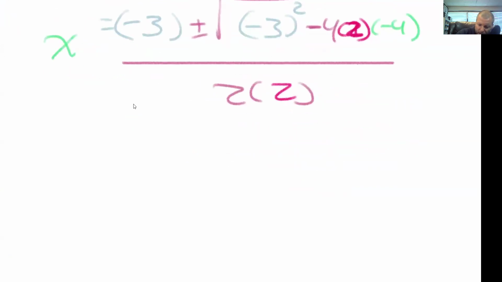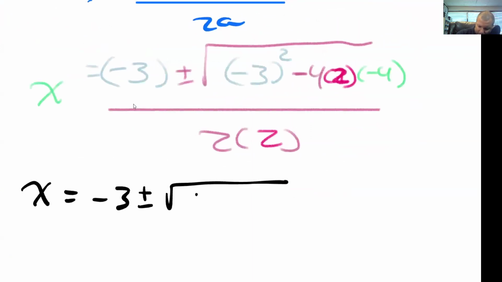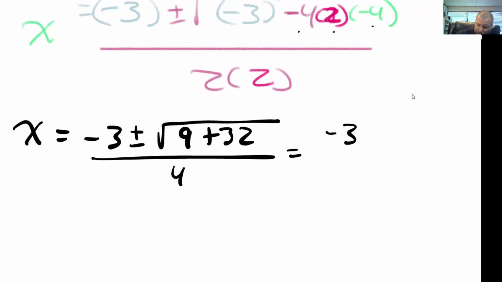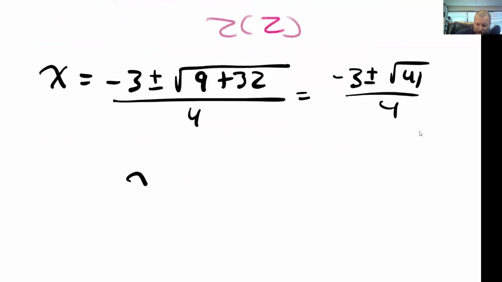Let's do some simplifying. So we're going to get negative 3 plus or minus, negative 3 squared is going to be 9, minus 4 times negative 4, so that's minus 8 times negative 4. That's going to be plus 32, all over 4. So negative 3 plus or minus the square root of 41 over 4. 41 is kind of nice, right? Because are there any perfect squares that go into 41? Nope. So this is going to be as simplified as it gets: negative 3 plus or minus the square root of 41, over 4.